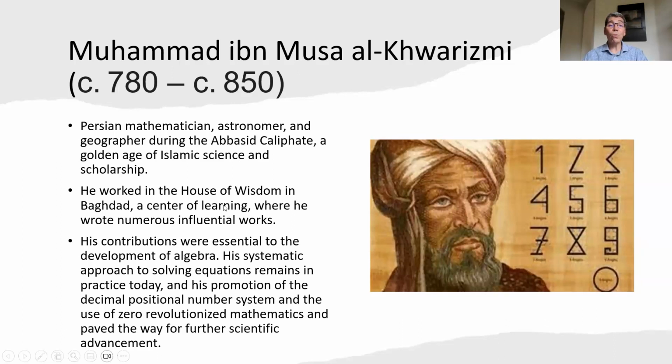And he wrote two very, very influential books. One was on the systematic approach to solving equations, and this is the basis of algebra. And also another book that introduced the concept of zero and paved the way also for using positional numbers.